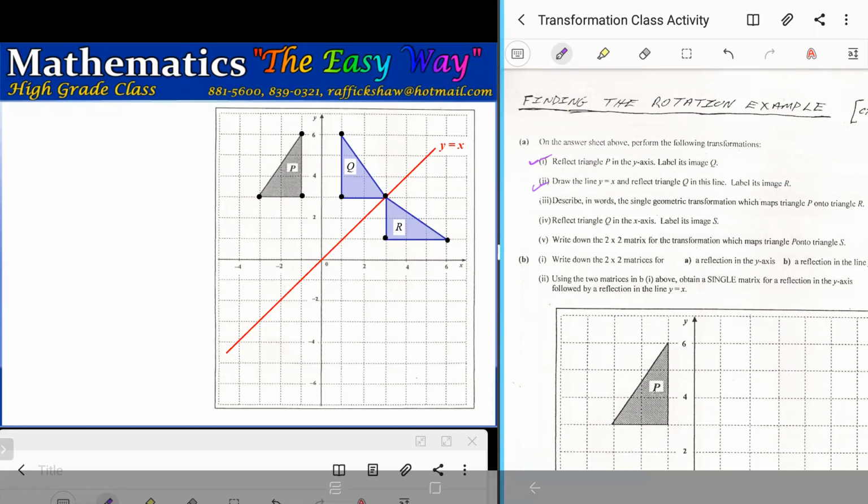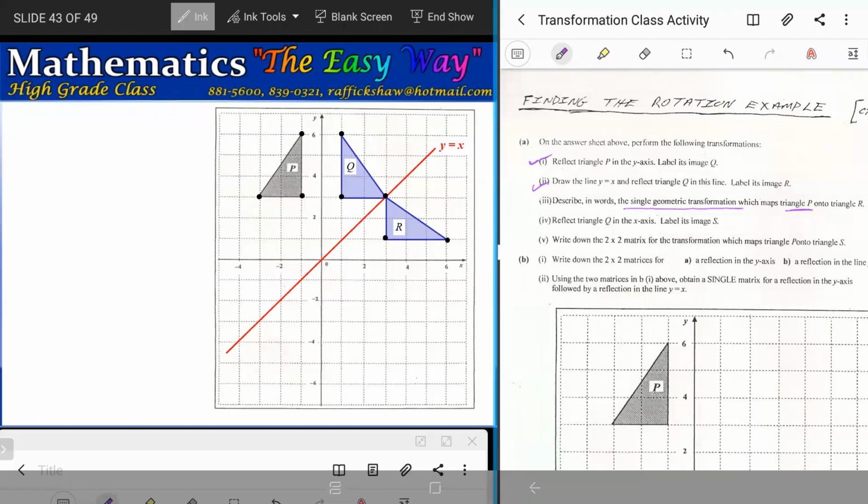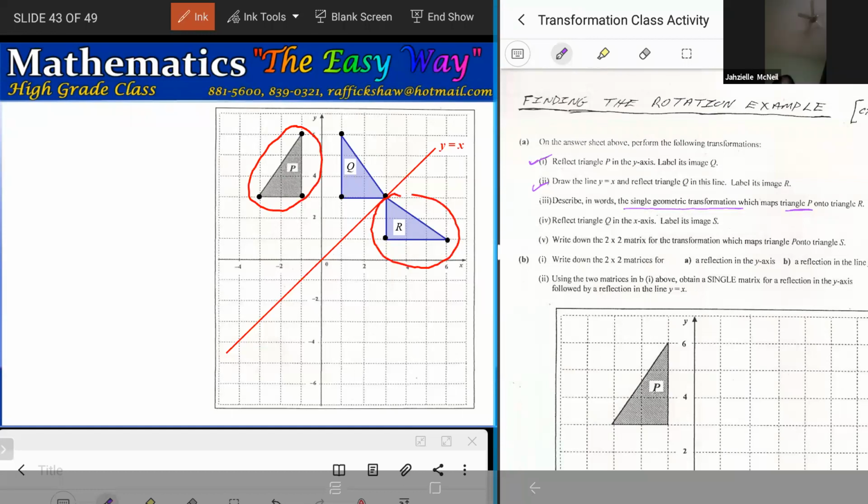Part 3 says we have to describe now the single geometric transformation. This is how the must know comes into play now. Look at the power of the must know now. Describe the single geometric transformation which maps triangle P, this is the first triangle, I'm going to mark it, triangle P onto triangle R. The rotation. Oh, don't preempt. Right? Triangle P onto triangle R.